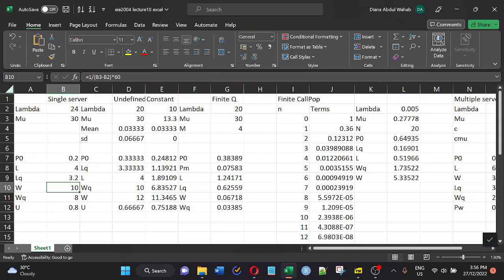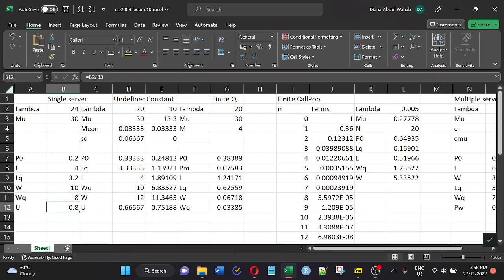I'm not sure about you, but waiting for 10 minutes is probably okay. And then WQ is the average time the customer spends in the waiting line. It is 8 minutes. But if this is a very small store like 99 Speed Mart, then waiting for 8 minutes, I think it's quite long. It depends on the context as well.